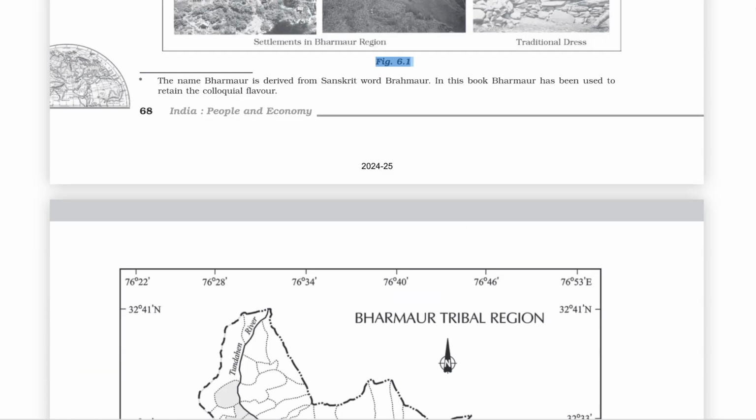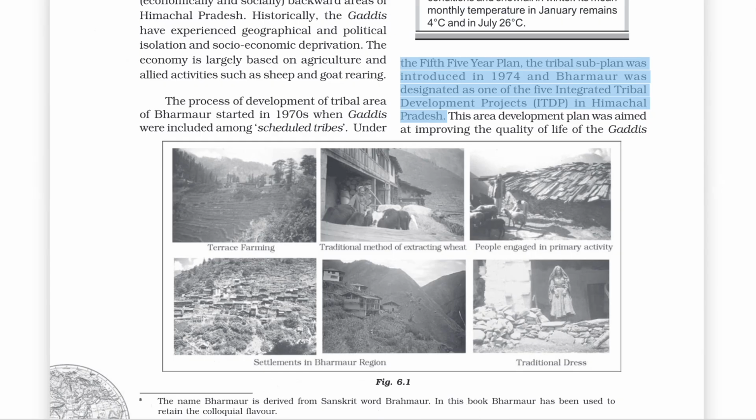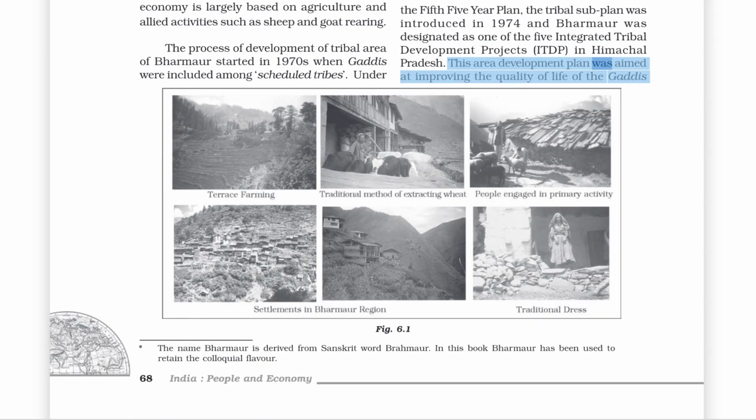Under Figure 6.1, the name Bharmour is derived from Sanskrit word Brahmor. In this book, Bharmour has been used to retain the colloquial flavor. The fifth five-year plan, the tribal subplan, was introduced in 1974 and Bharmour was designated as one of the 5 Integrated Tribal Development Projects, ITDP, in Himachal Pradesh. This area development plan was aimed at improving the quality of life of the Gaddis.